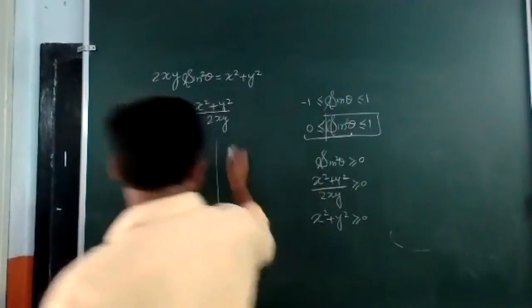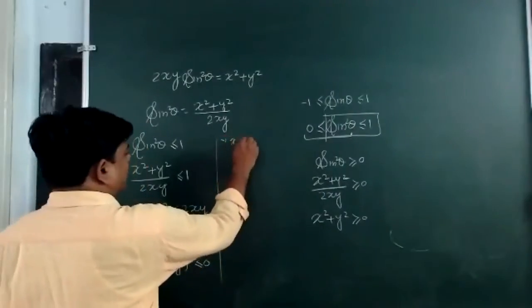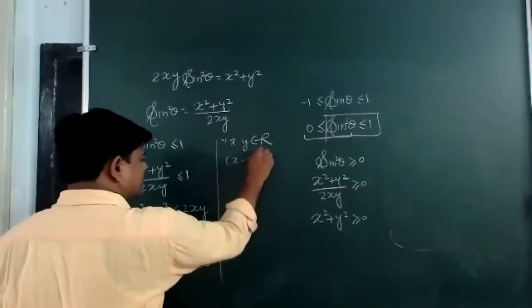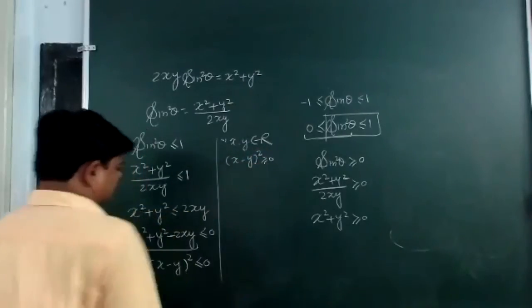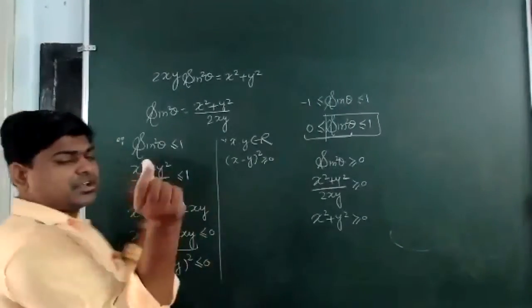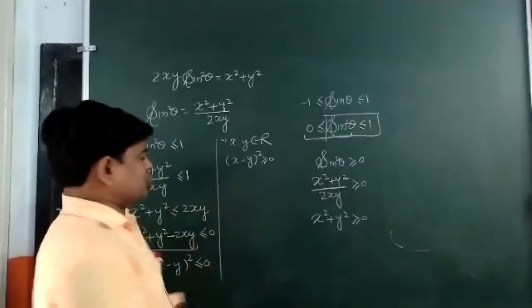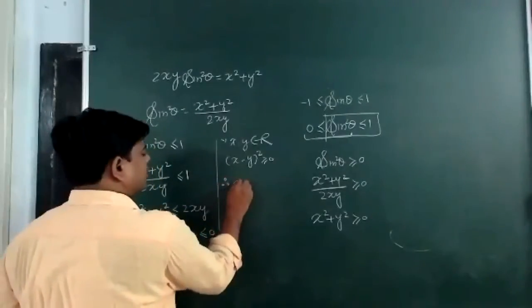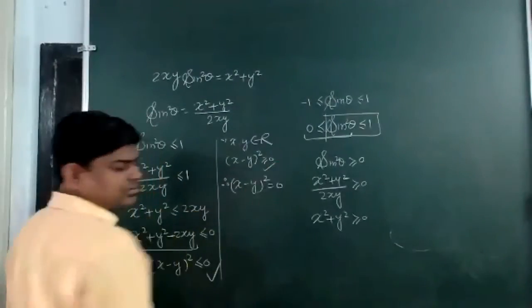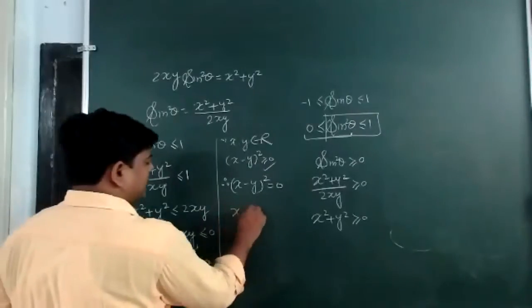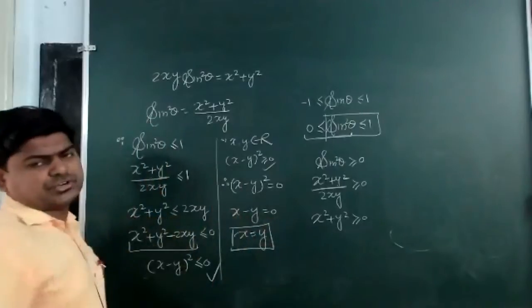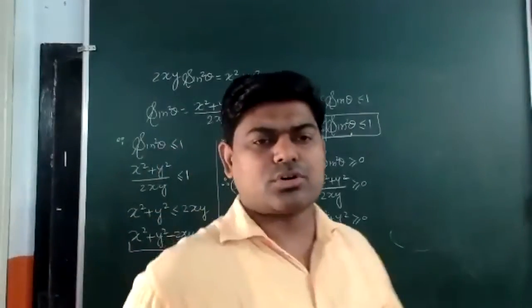We may take here, since x, y both belong to R, therefore x minus y square is greater than or equal to 0. Here we have x minus y the whole square less than or equal to 0. Then the common one is what? Equal to 0. So I can write, therefore, x minus y the whole square is equal to 0 from this one and this one. Then x minus y equals 0, then x is equal to y. This is your result.